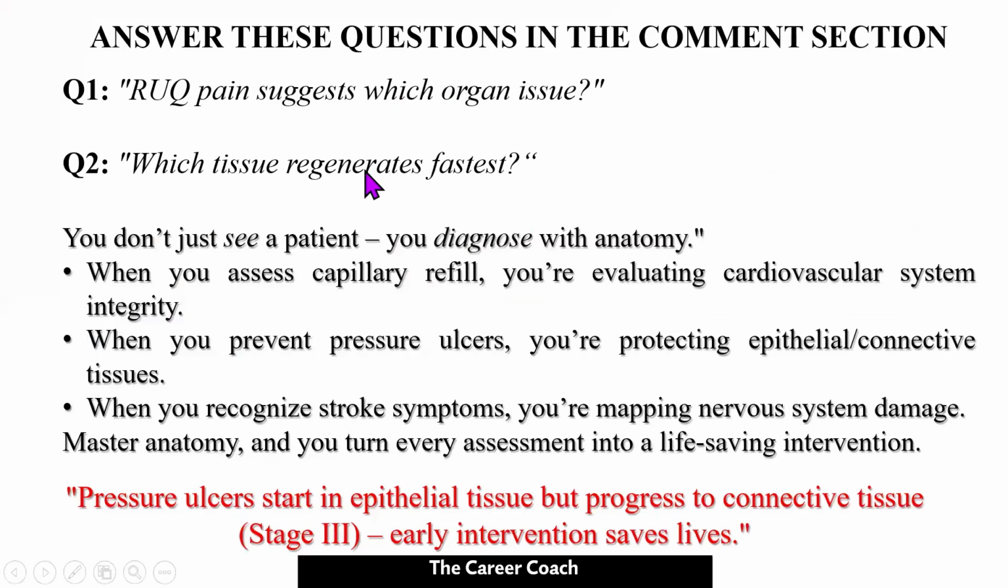Answer these questions in the comment section. Question number 1. Right upper quadrant, during abdominal assessment, there is pain. What does this suggest? What organs are found at the RUQ? Question number 2. Which tissue regenerates the fastest? Let me hear your answer in the comment section.